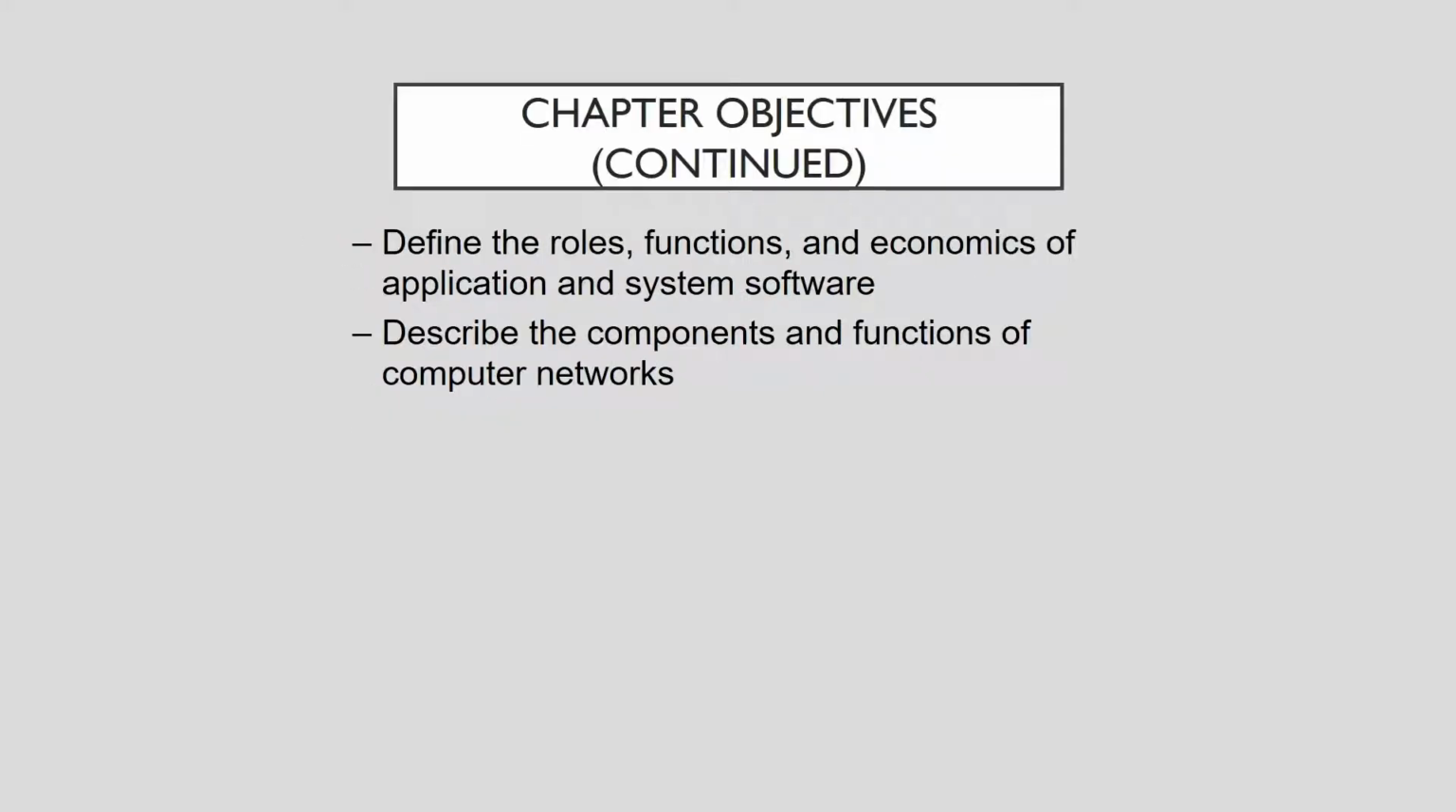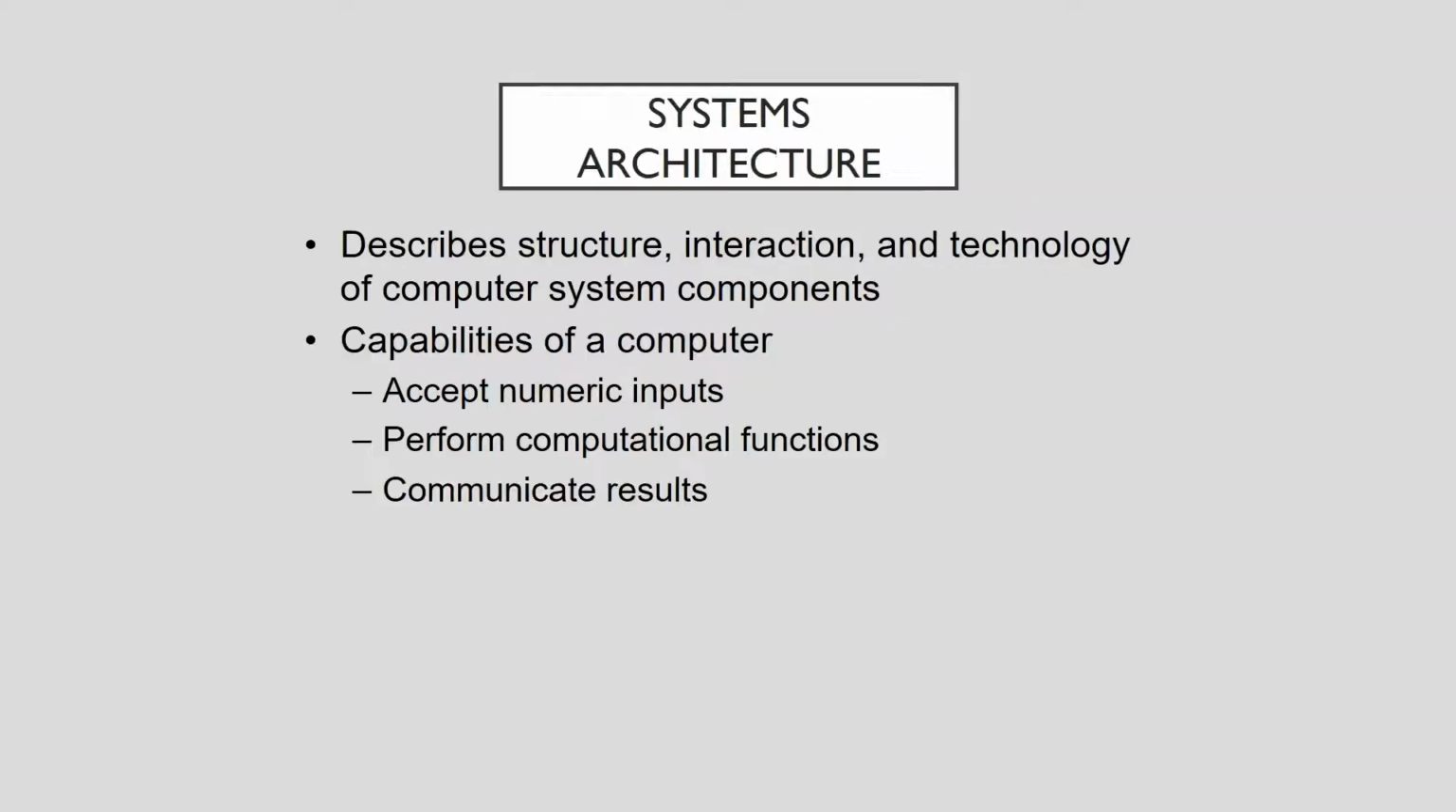Define the roles, functions, and economics of application and system software. Lastly, describe the components and functions of computer networks. Computer systems are complex combinations of hardware, software, and network components.